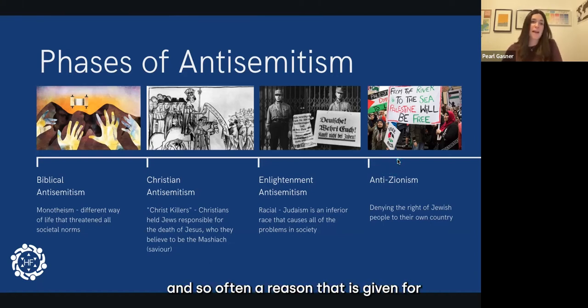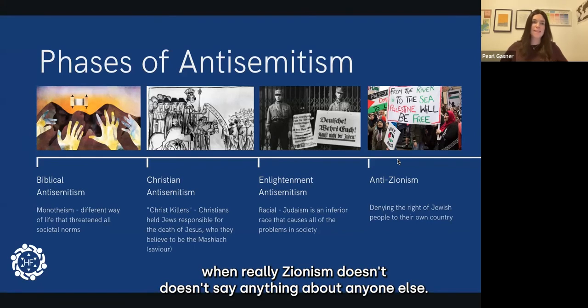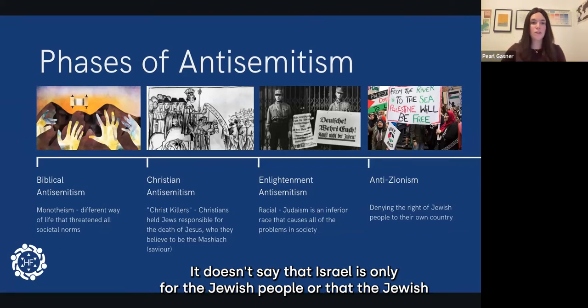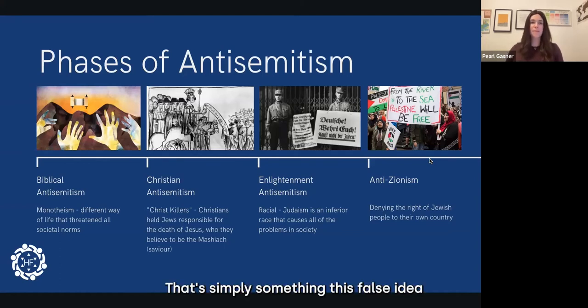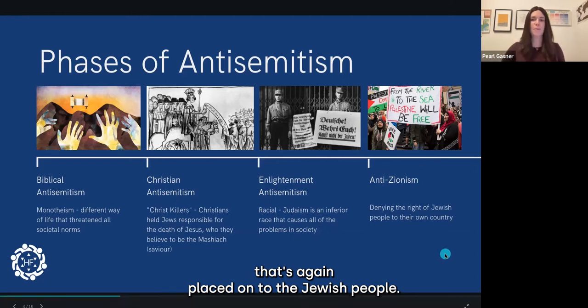So often a reason that is given for being anti-Zionist is saying that Zionism is racist or discriminatory because it's only about the Jewish people. When really Zionism doesn't say anything about anyone else. It doesn't say that Israel is only for the Jewish people or that the Jewish people should have more rights in Israel than anyone else. That's simply a false idea, again placed onto the Jewish people.